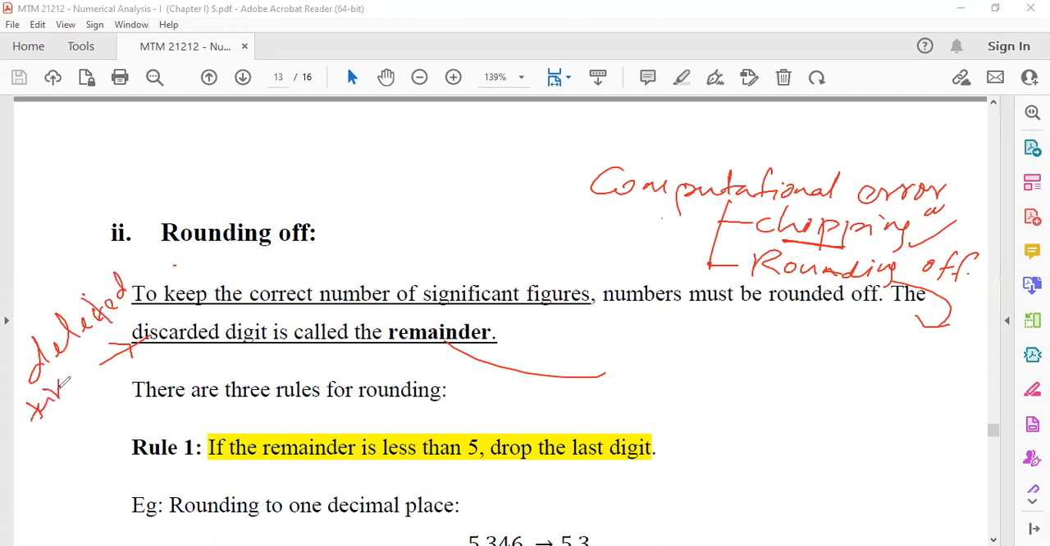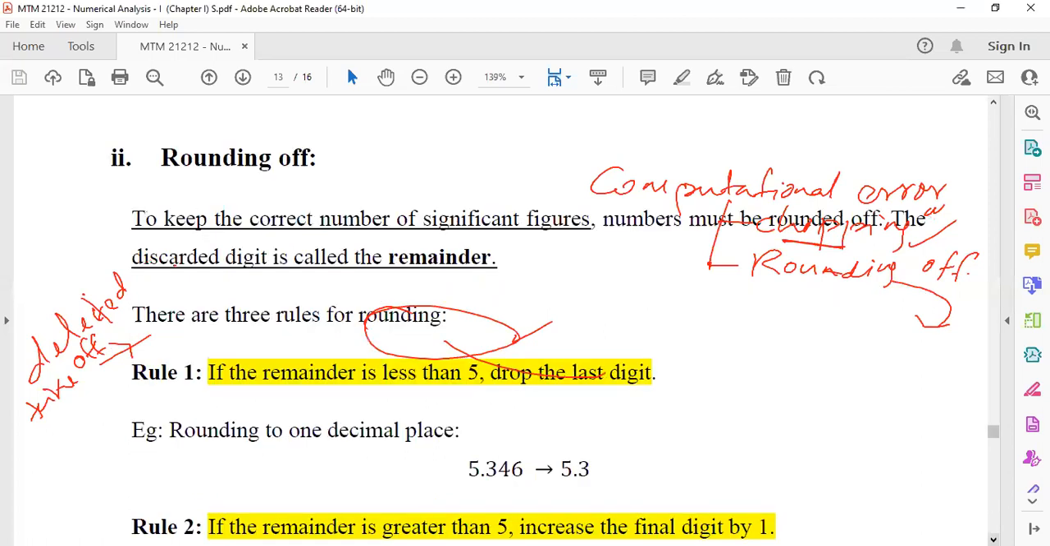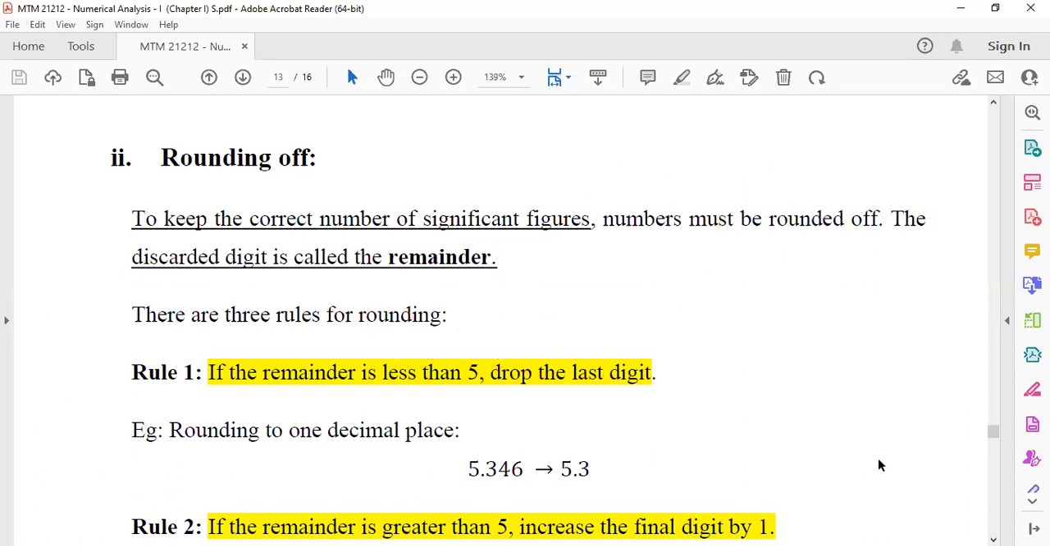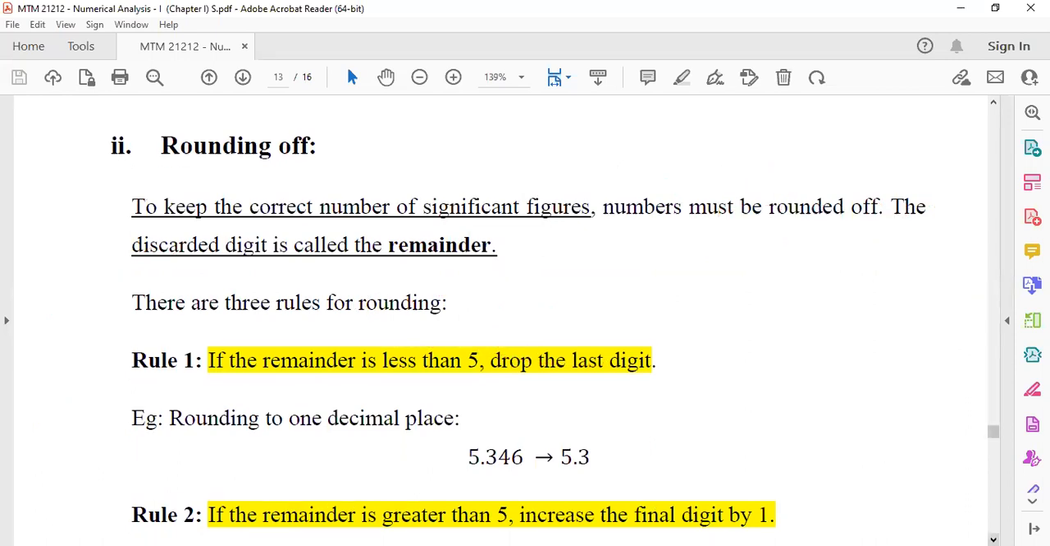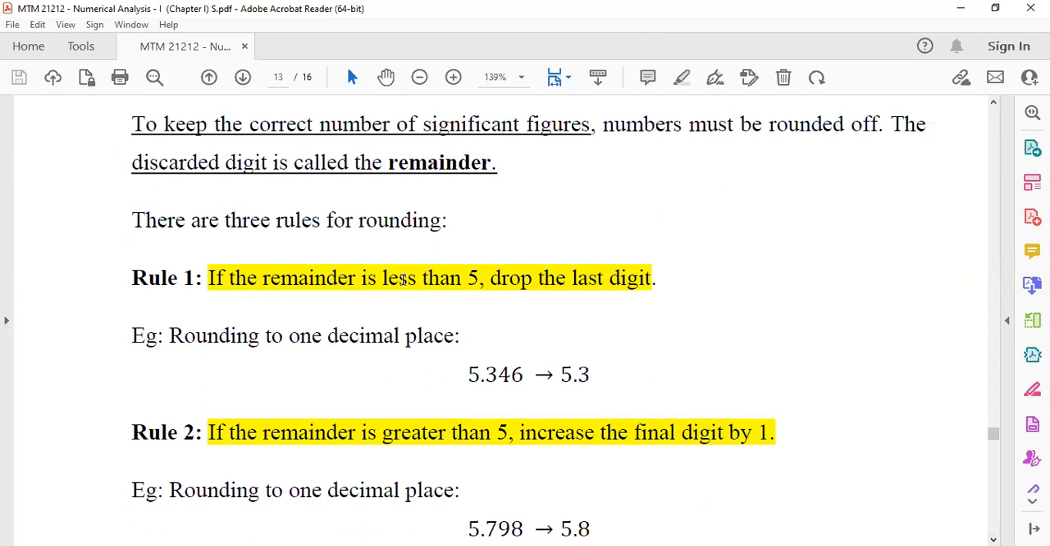Take off. Those values we called, as a reminder, significant figures. So there are 3 rules we can use to find out the rounding off error. The first one is very familiar for us because we have studied this at school level also. First rule: if the remainder is less than 5, drop the last digit.